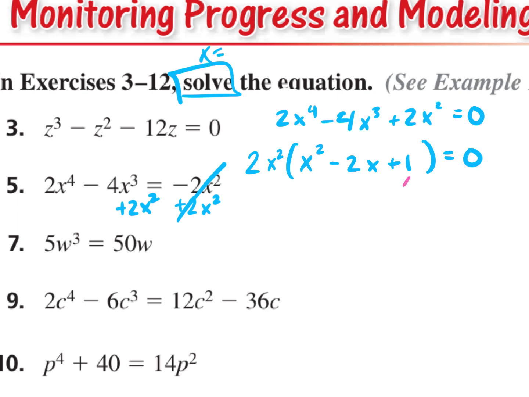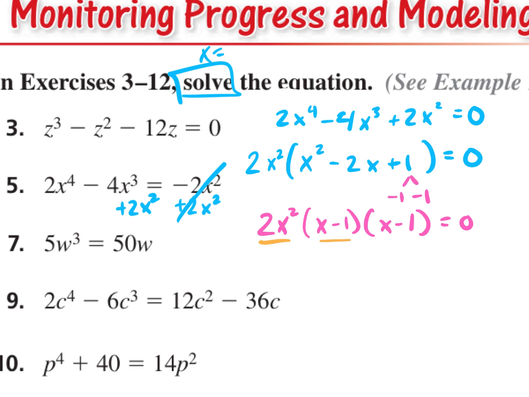Now let's see, do I have 2 factors of 1 that add to negative 2? Negative 1 and negative 1. So this would break down into x minus 1 and x minus 1. And don't forget about the GCF, because we need that in our answer too. What should I do next?